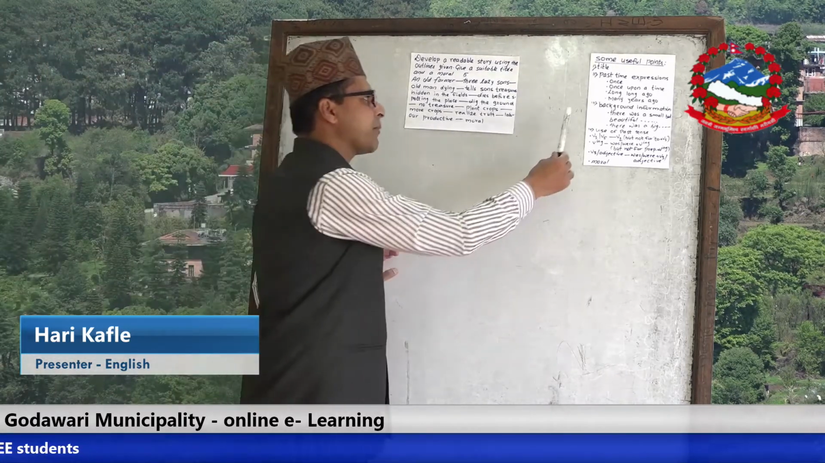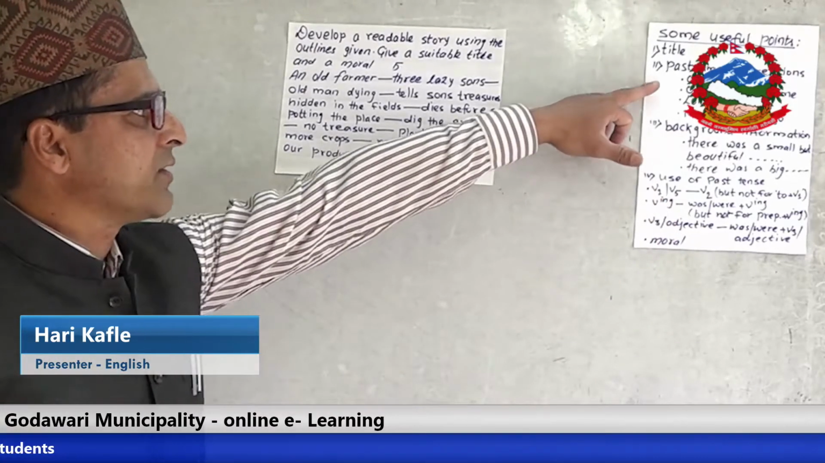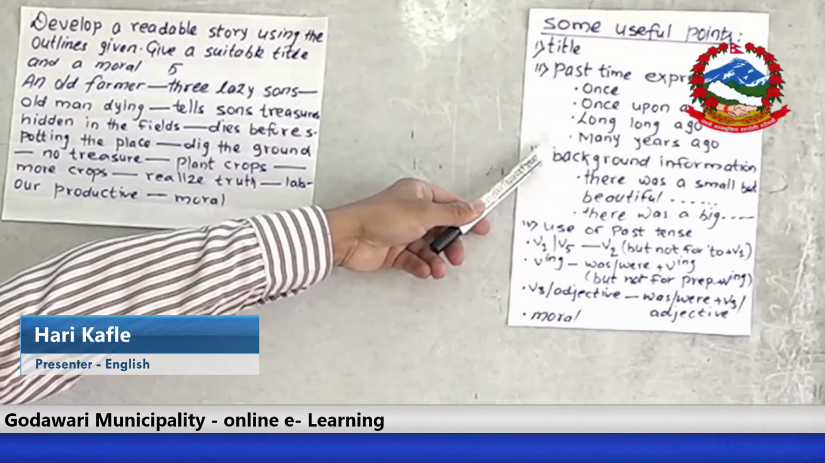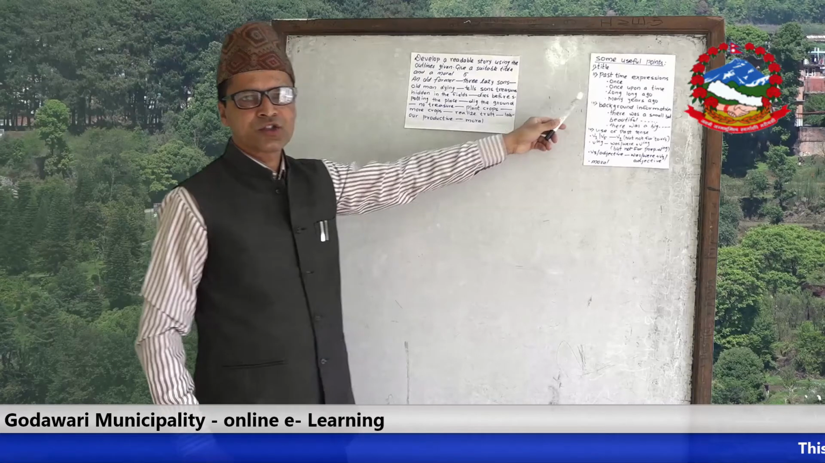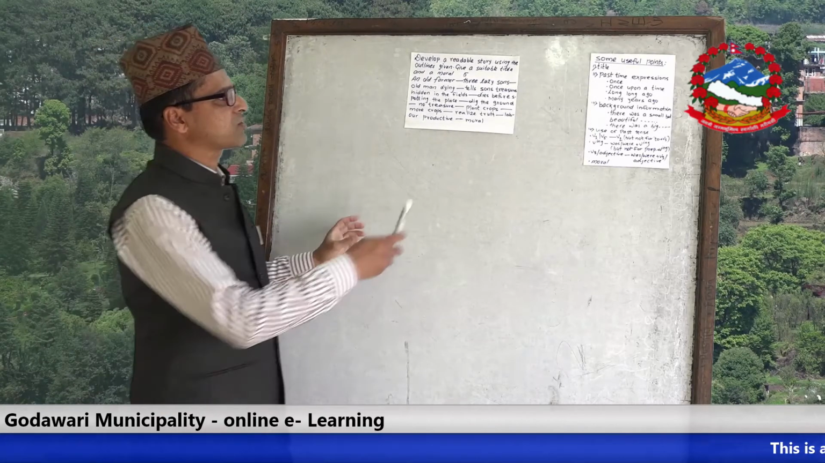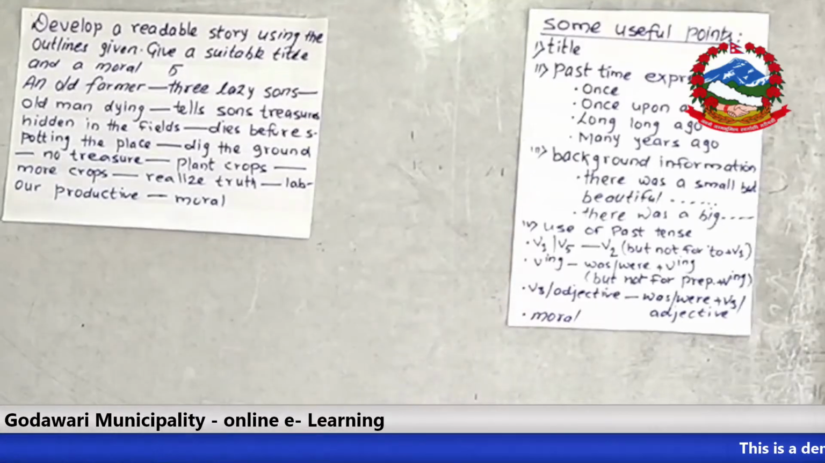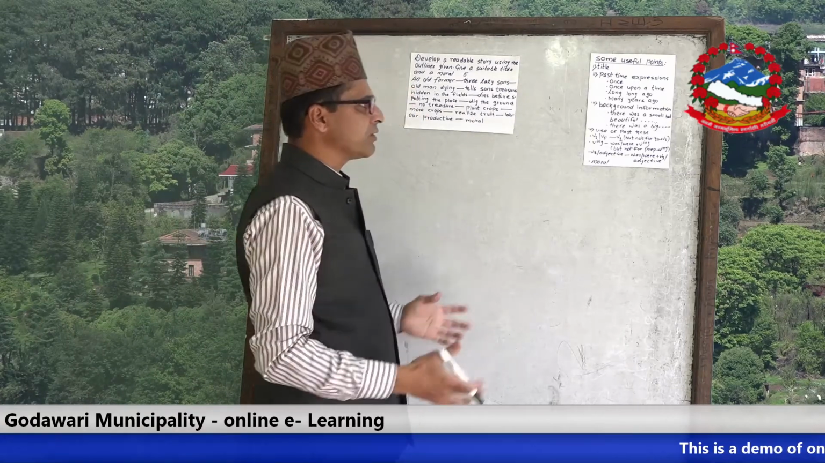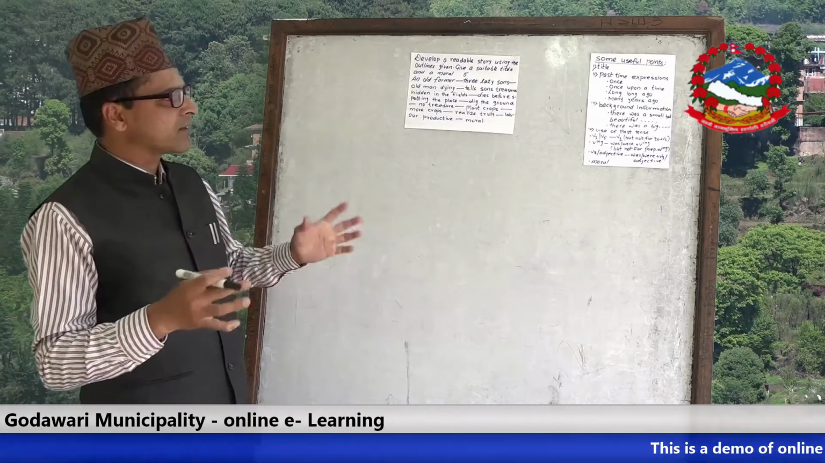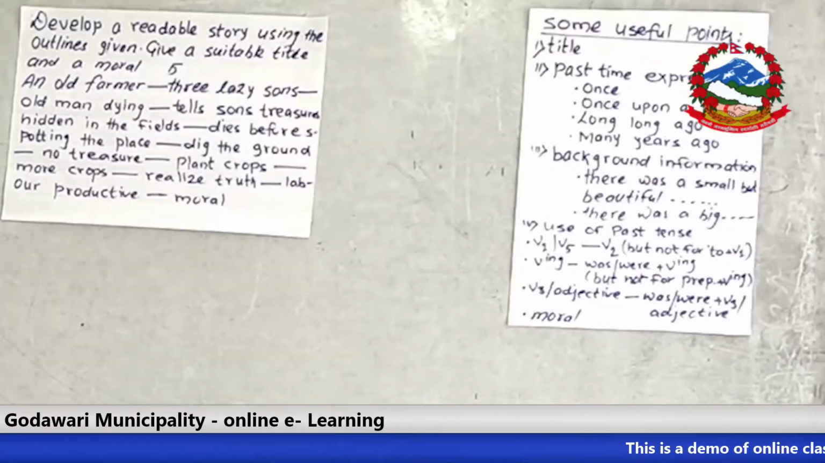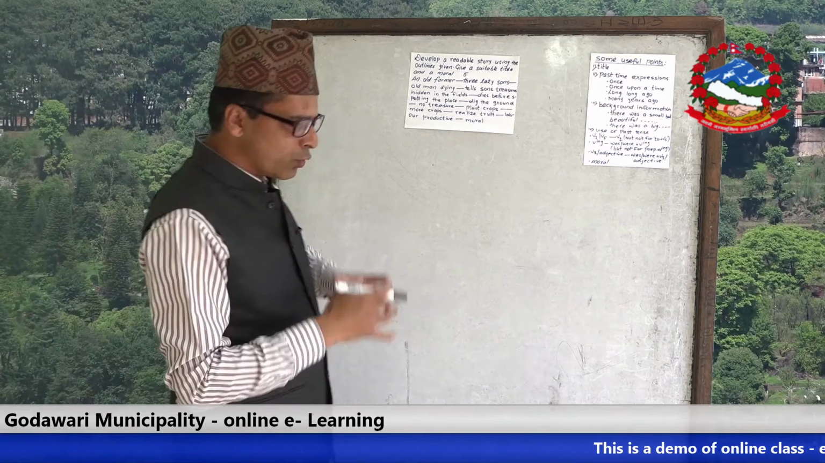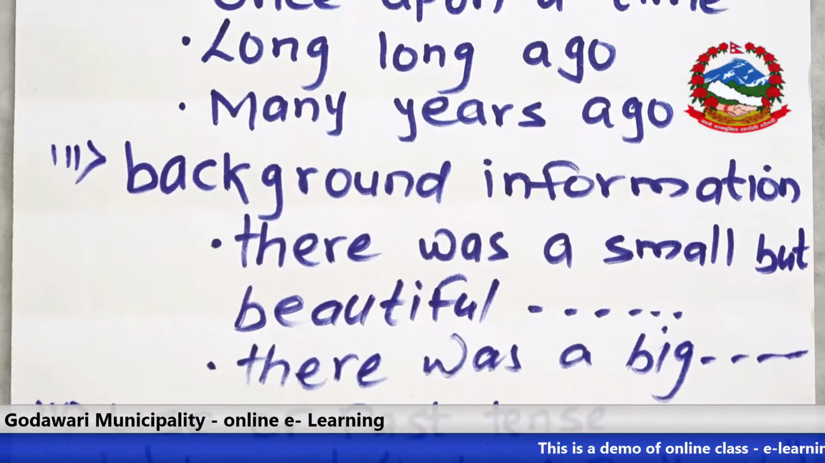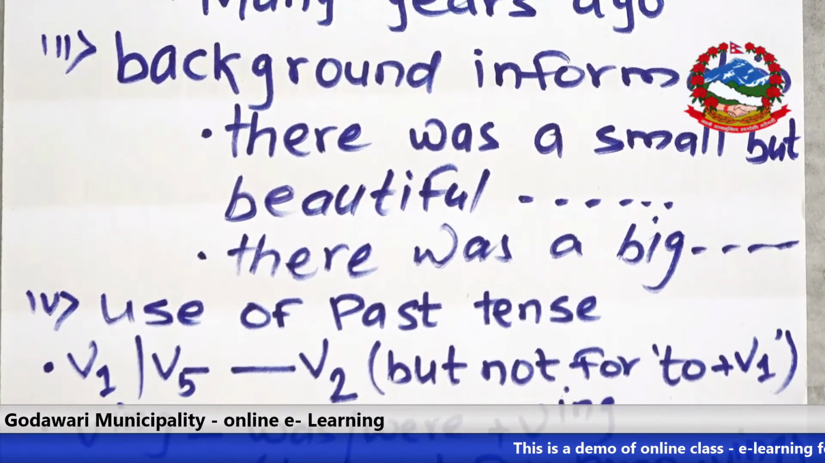and some of the examples are once upon a time, long ago, many years ago. They are some of the examples of past time expressions. And after writing past time expressions, we need to write background information or backgrounding. It is used to make the story interesting and entertaining. There are many ways of writing background. One of them is, there was a small but beautiful.